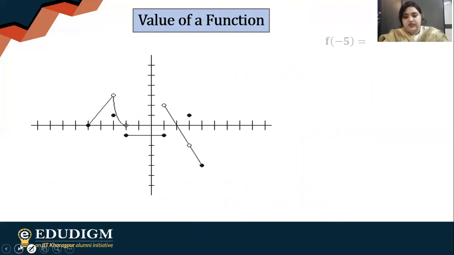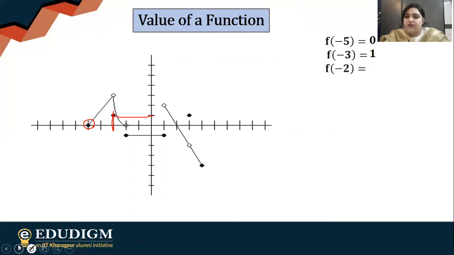So first of all, take this one, f of minus 5. If you look at the point minus 5, like 1, 2, 3, 4, 5, this is the one we are talking about. So the value is actually 0. Fair enough. You take f of minus 3, you will see that at minus 3, this is what we are talking about. So the value is actually 1. So this is how you can understand the value of a function from a graph.